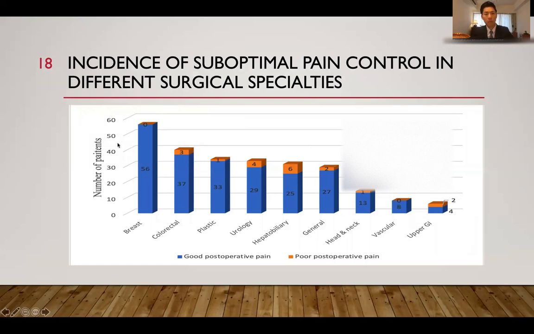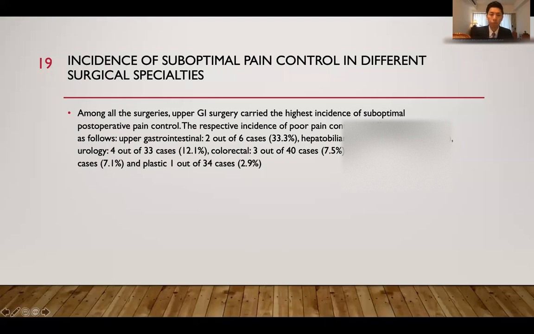Taking a different perspective, we can see that the breast team has the most patients, but none of them were reported to have suboptimal pain control. So all breast surgery patients were enjoying good pain control. As for the upper GI team, although they only have 6 patients, 2 of them were reported to have suboptimal pain control, and that made up about 33%. Then the other team, the plastic team, just 2%. And these are the numbers of pain incidents for each surgical subspecialty.